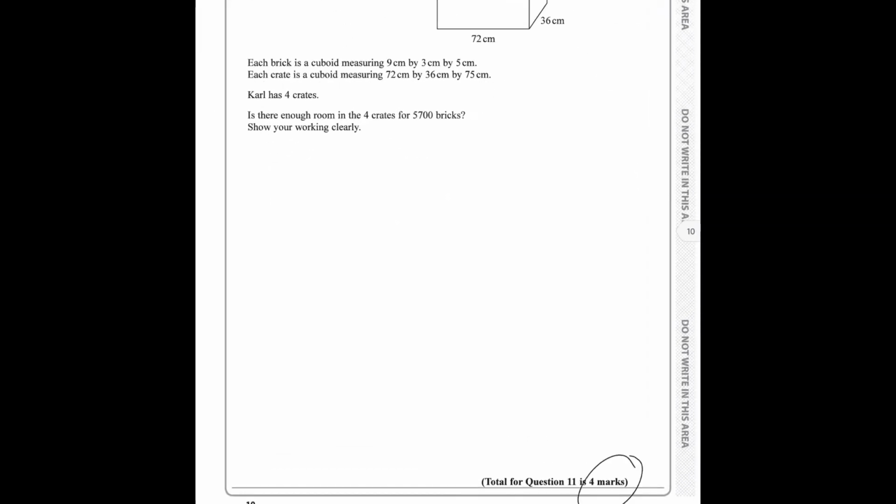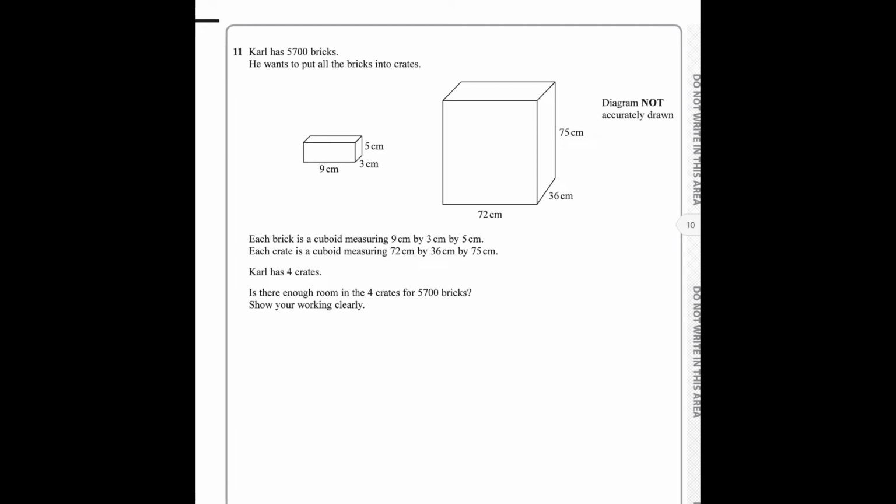Now, next question. Oh wow, this is maximum 4 marks. Okay, so Carl has 5,700 bricks. He wants to put all the bricks into crates. Each brick is a cuboid measuring that much. So they're giving you the total number of bricks. Each brick is measured like that, and each crate is a cuboid. So this is a brick, that's what we're going to label, and this is a cuboid.